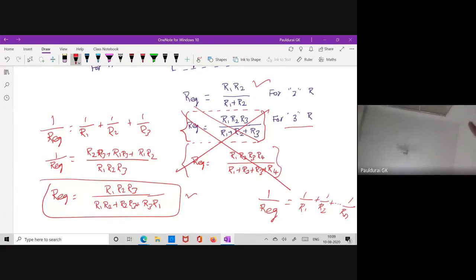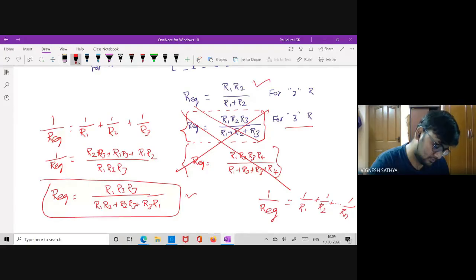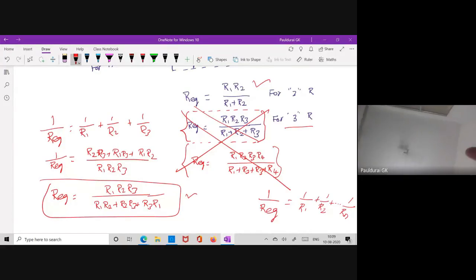ஒரே ஒரு டெர்மினல் கனெக்ட் ஆயிருந்துச்சுன்னா அது சீரிஸ், ரெண்டு டெர்மினல் கனெக்ட் ஆச்சுன்னா அது பேரலல். இப்ப ரெண்டு சீரிஸா கனெக்ட் ஆச்சுன்னா உங்களுக்கு தெரியும் R1 plus R2. ரெண்டு பேரலா கனெக்ட் ஆச்சுன்னா R1 R2 divided by R1 plus R2.